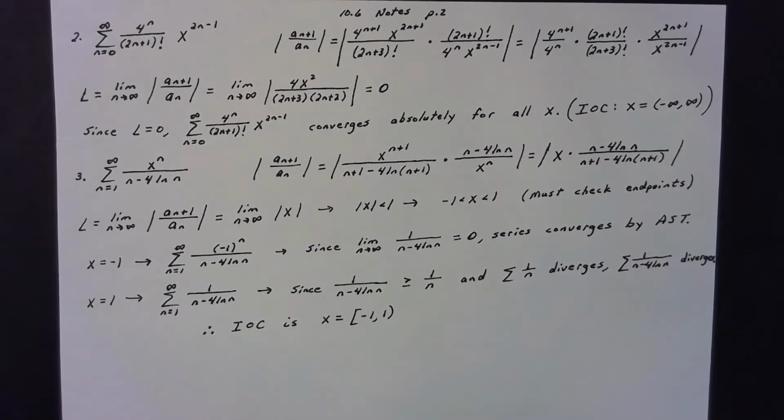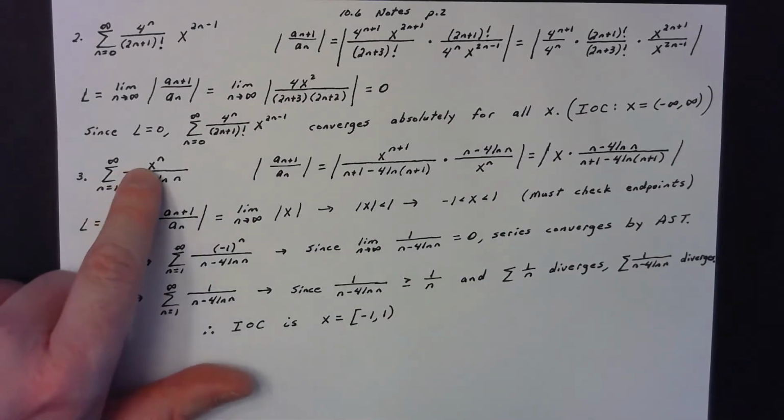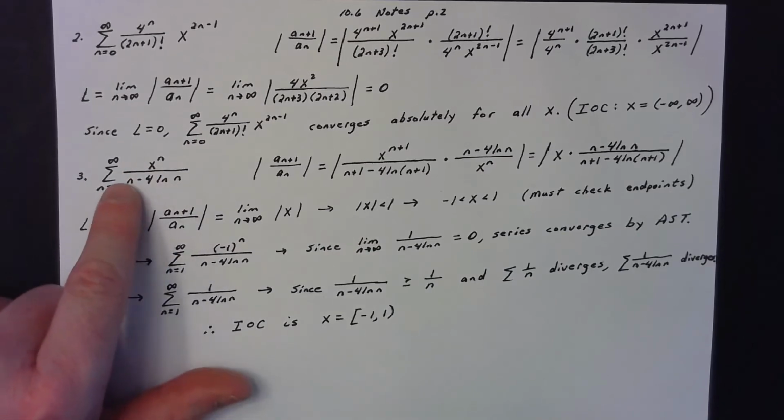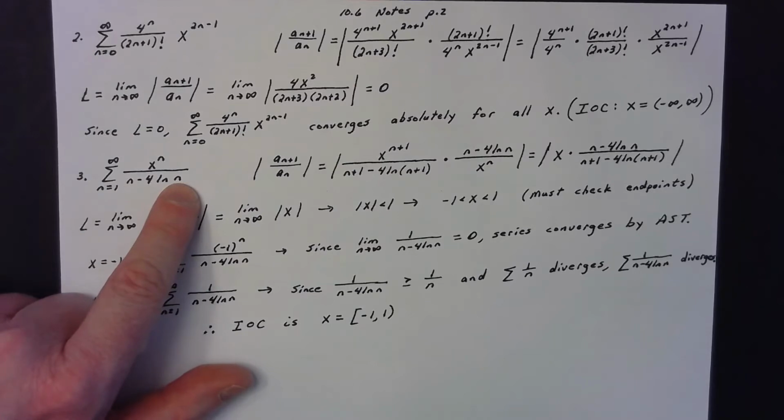So gorgeous problem there. Our next one here, what if we have x to the nth power divided by n minus 4 natural log of n? And I'm trying to simplify it out and determine the radius of convergence and the interval of convergence.